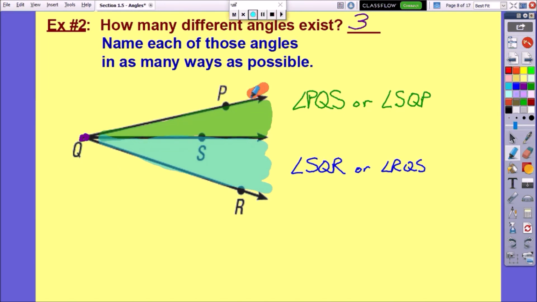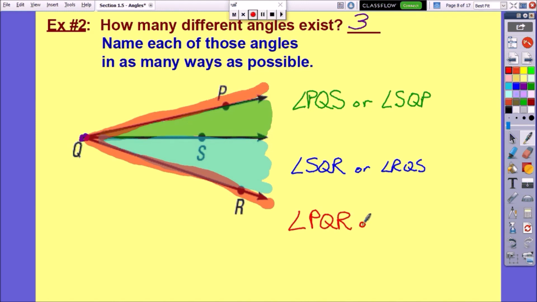And then, let's see, what should we end with here? Let's go red. Let's talk about the great big angle. So we could start at P, go down to Q, end up at R, angle PQR, or flip it around backwards and go RQP. And again, I cannot call it angle Q because am I talking about the big angle Q or the top small angle Q or the bottom small angle Q?